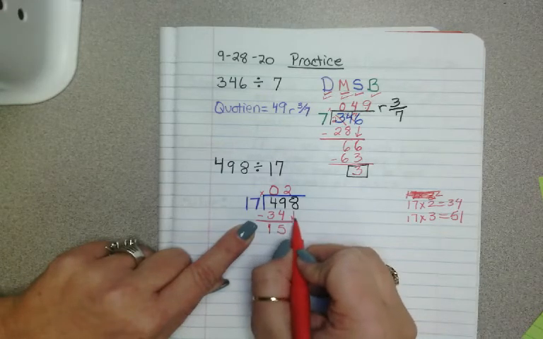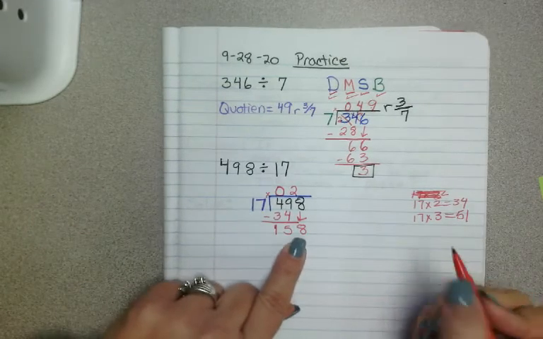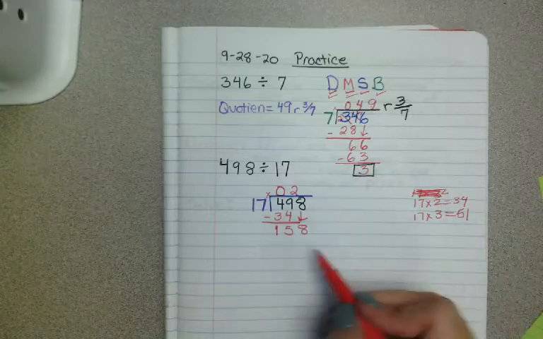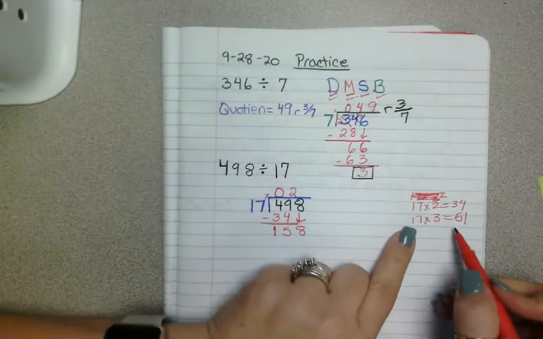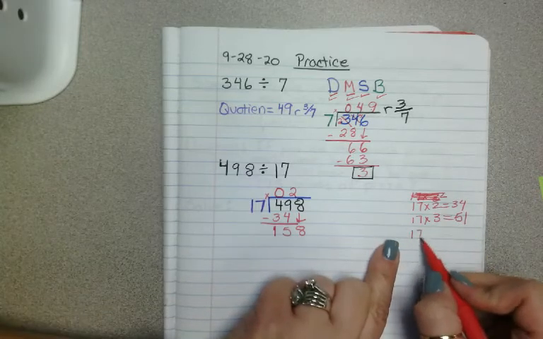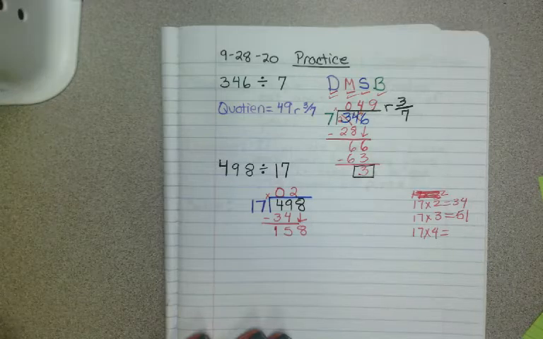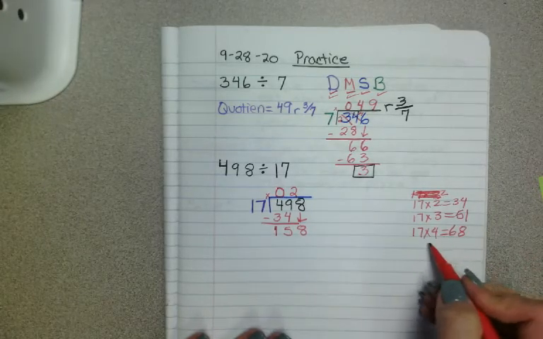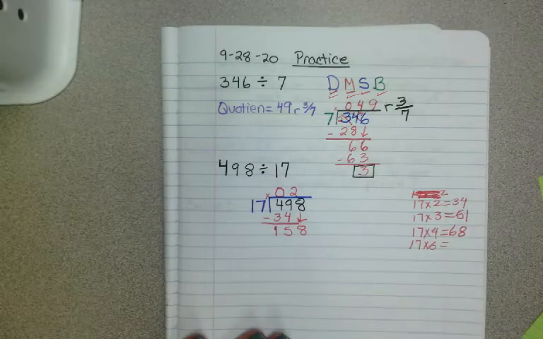Now I have to bring down this 8. Now we're dividing 17 into 158. Well, I already have some facts going on over here, okay? So I need to get a little bit bigger, okay? So I know that if I do 17 times 4, it's only going to be 17 more than 51, right? So 17 times 4 is going to be 68. Well, I can go a little bit bigger. So I'm actually going to skip 5. Let's go to 17 times 6 and see what we get.